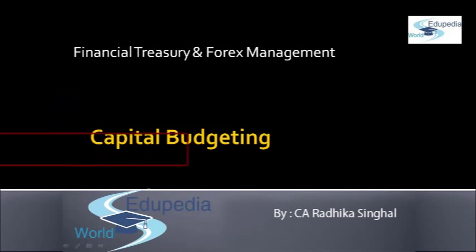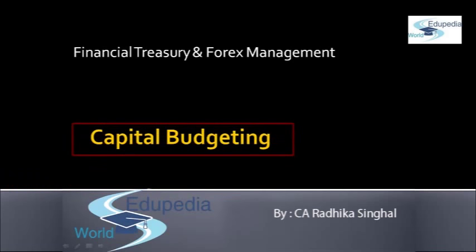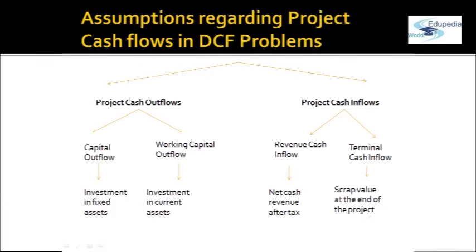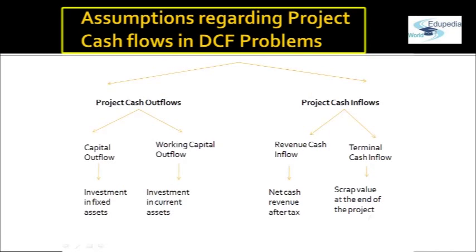So in the last session we discussed two non-DCF techniques, which are payback and ARR, and also we discussed one DCF technique, which is the NPV technique. So today we are going to start with the other NPV technique. But before starting that, let's discuss certain assumptions that we are going to use while resolving any DCF problems.